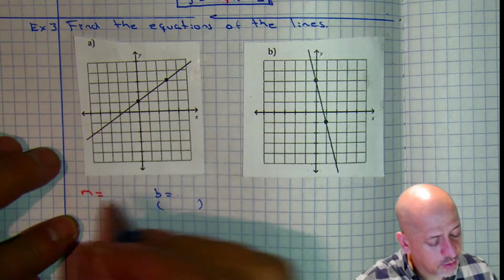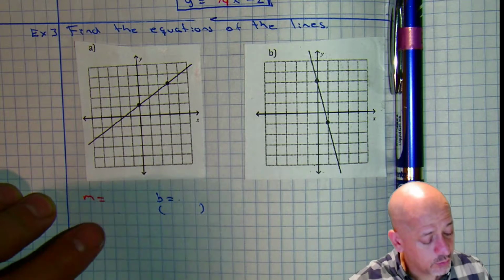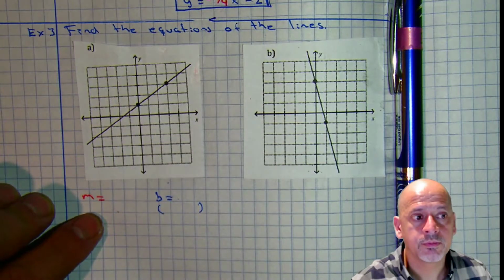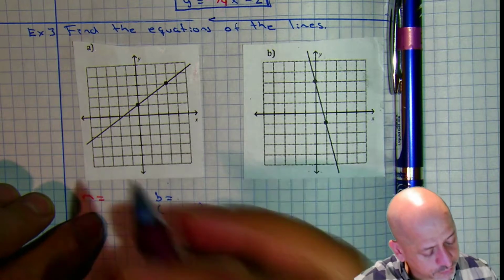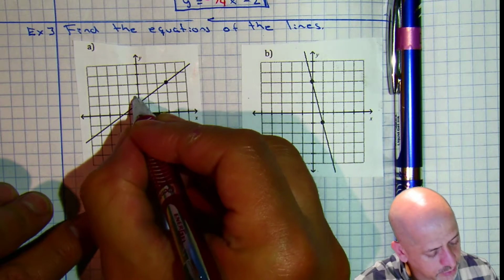My slope. To find the slope, we're going to do the same thing that we did in the last lesson. We are going to go from this point to this point. And now I'm going to go up and to the right. How many up? 1, 2.